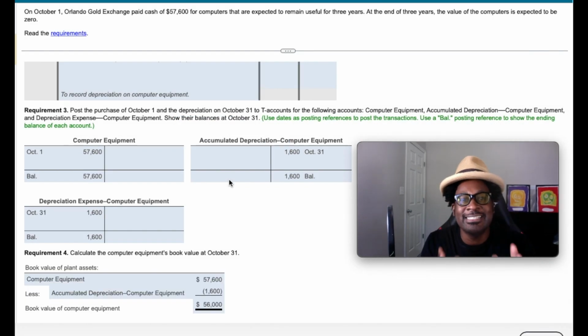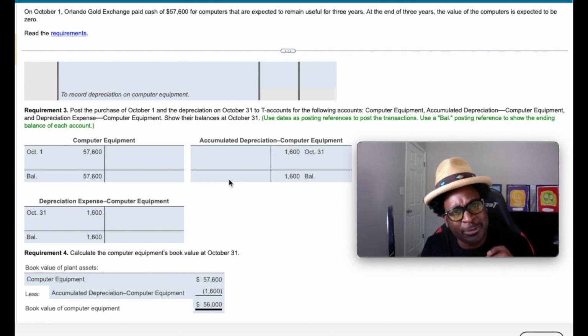So there you have it, gang. A quick, easy illustration of how to properly adjust long-term assets through depreciation, as well as how it's being reported on the balance sheet.